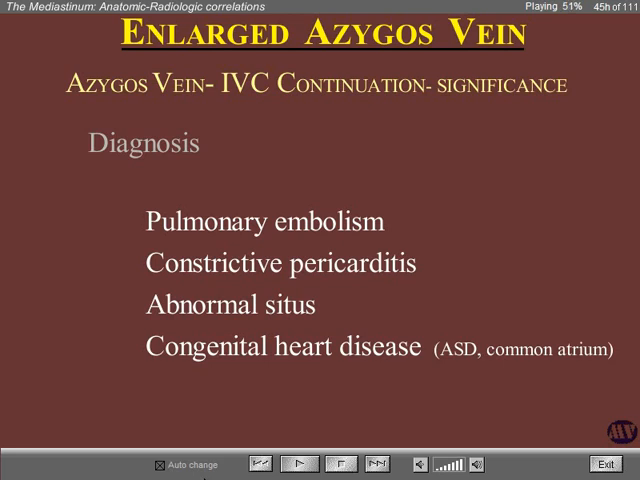If there is no calcification at the level of the pericardium or the heart is enlarged, an enlarged azygos arch may indicate the presence of constrictive pericarditis with constriction at the level of the right atrioventricular groove. Abnormal situs is another situation in which the azygos continuation of the inferior vena cava helps to determine what type of abnormal situs is present. And sometimes in studies of congenital heart disease, such as ASDs and common atrium, an enlarged azygos vein is important in the differential diagnosis and in the recognition of certain forms of congenital heart disease.